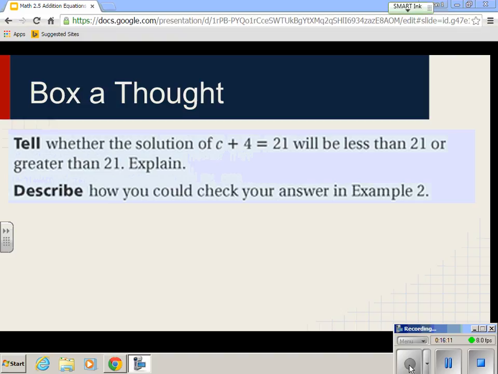And then for the second question, it says describe how you could check your answer in example 2. So I just showed you the example 2 problem where we looked at the 3 cities. I showed you how to do the check. So make sure you can reiterate that you understand what we just did. If you have to rewind the video and watch how I checked my work, go ahead and do so.